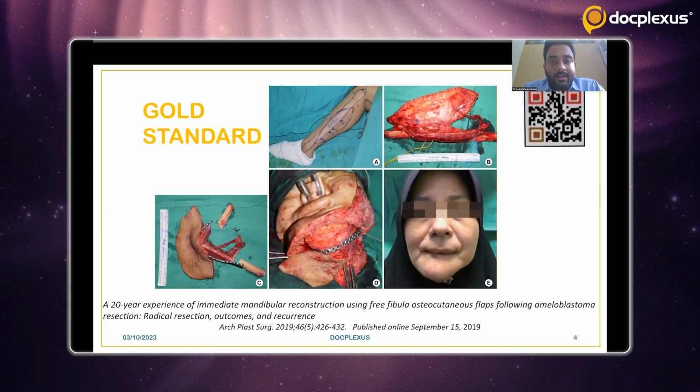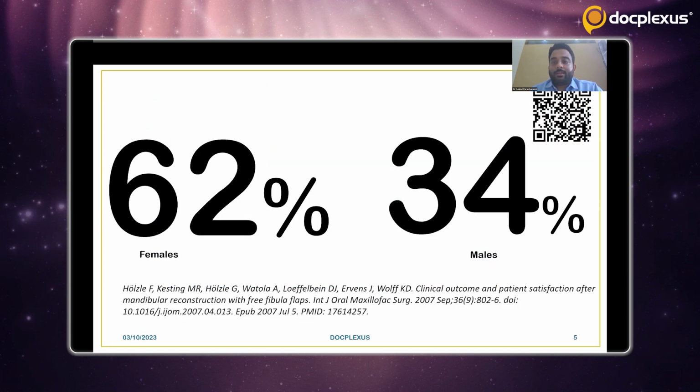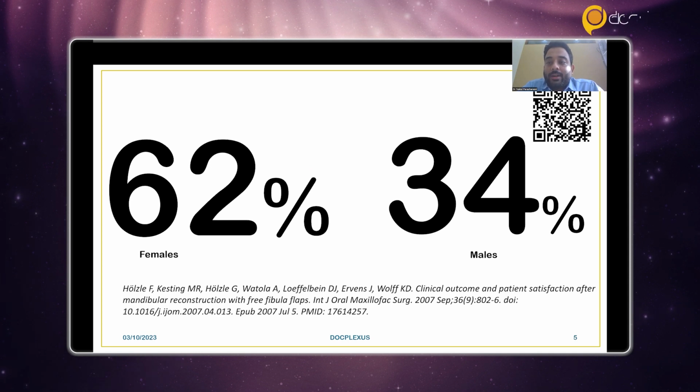So this is the gold standard, and it is the most commonly used procedure in mandibular reconstruction. But it also comes with its set of complications. Even though free fibula is the gold standard, according to this article, which did a survey of patients, they found out that 62% of females and 34% of males were not satisfied with the clinical outcome of free flaps. This article also assessed patient satisfaction on the basis of post-operative complications, post-operative healing period, the amount of time required for hospitalization, etc.